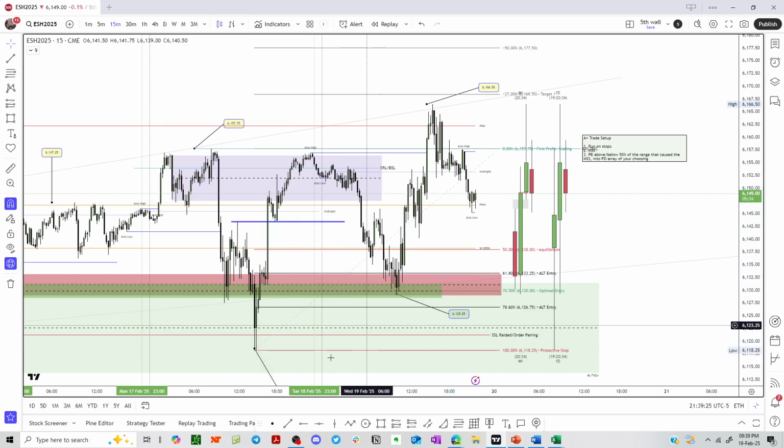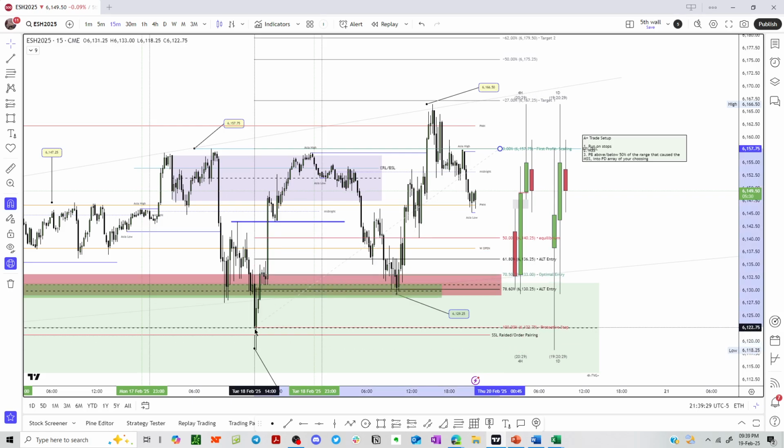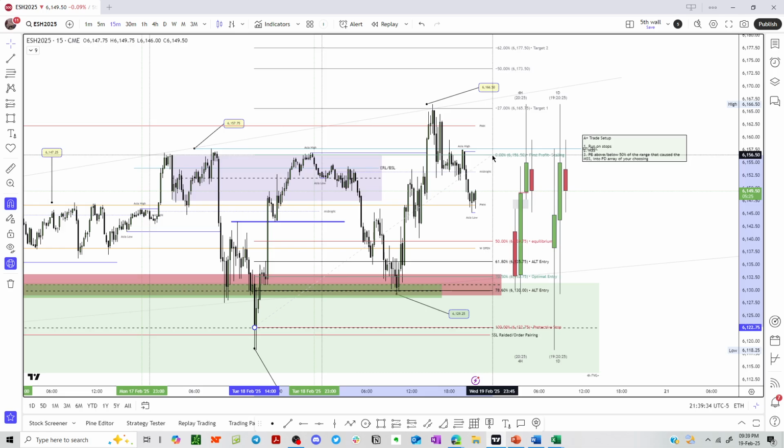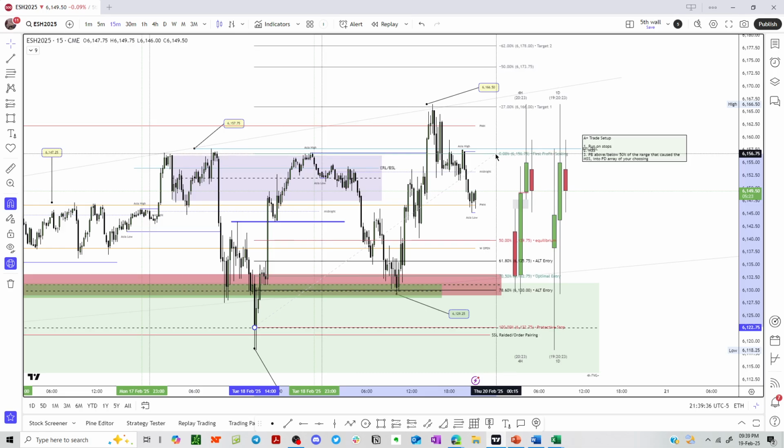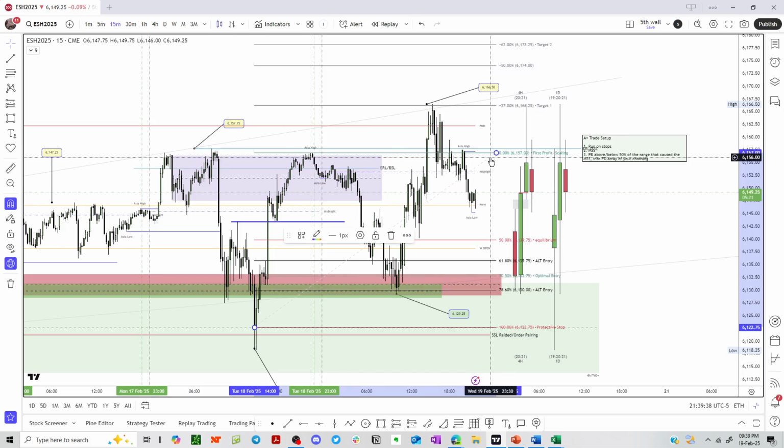If you wanted to not include the wicks for a better entry model, we could just use the bodies, the highest body. I eyeballed it, so if that's a little off, do the adjustments yourself. And here you go, that's your entry after the Judas swing. Target one hit, obviously after all the adjustments that we just made.